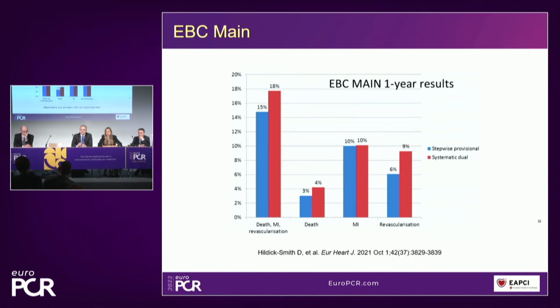The primary endpoint was a composite of death, MI, and revascularization at 1 year, and there was no statistical difference. Looking at the individual endpoints of death, MI, and revascularization, again, no statistical difference. They also looked at stent thrombosis, no statistical difference. But with the provisional strategy, you found less usage of radiation, the procedures were shorter, and you had fewer consumables used. So basically, it was a more efficient process if you use a provisional stenting strategy.